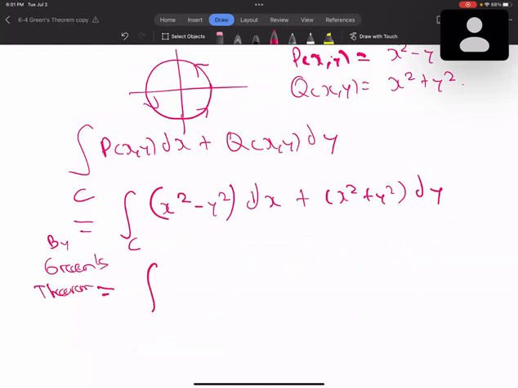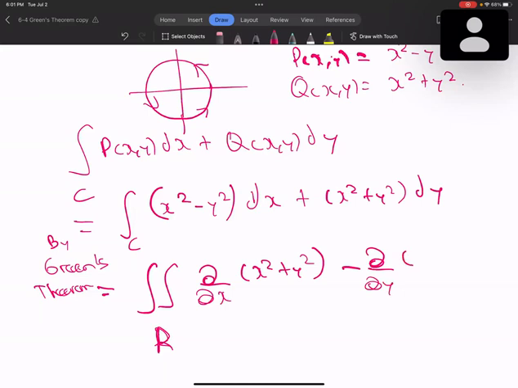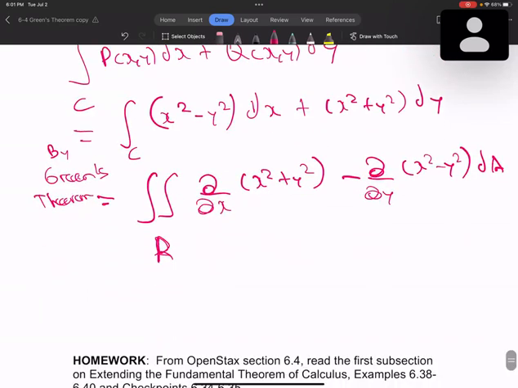So this is the double integral over the region, in this case the disk, of the derivative with respect to x of Q, right? It's the opposite. Minus the derivative with respect to y of P. You see, this is super easy now, right? So basically you can't forget about parameterization.